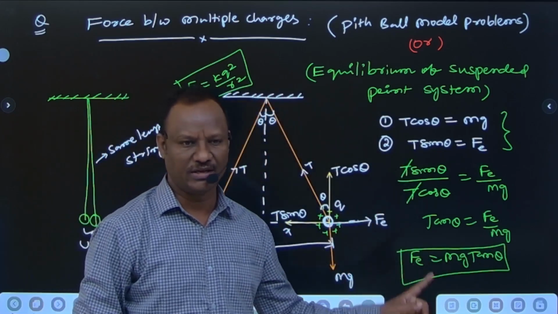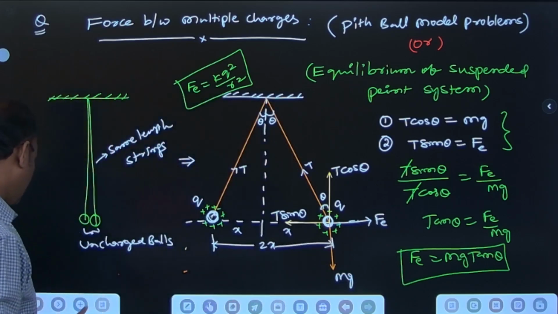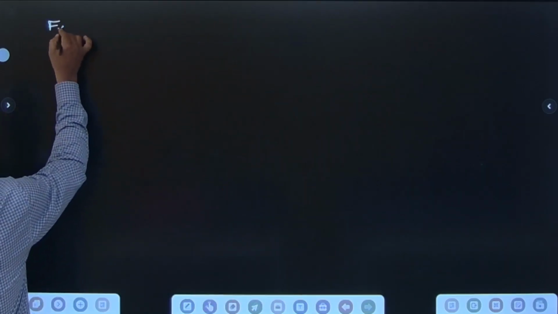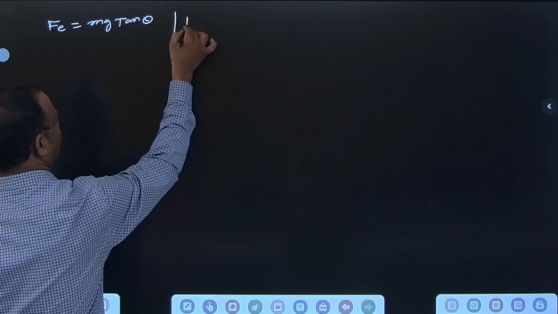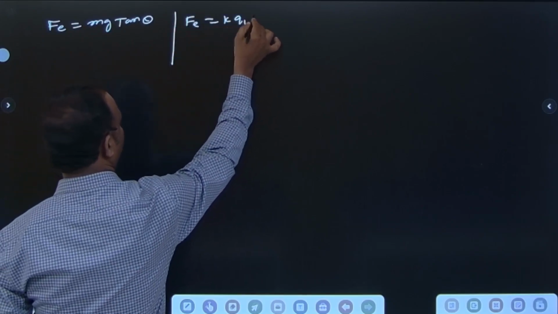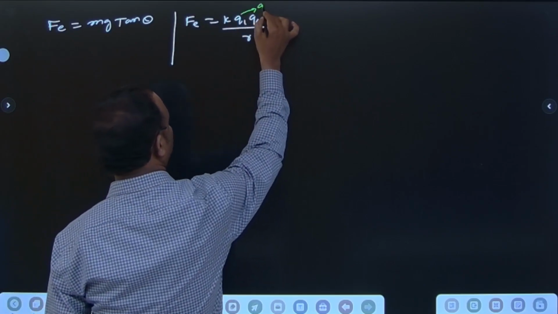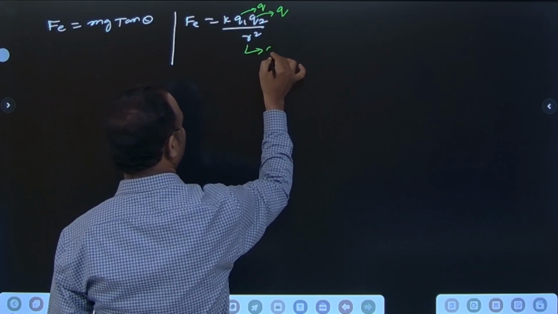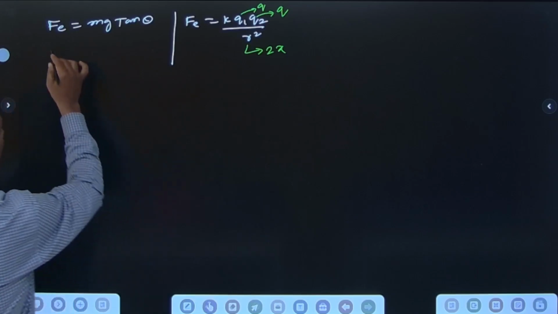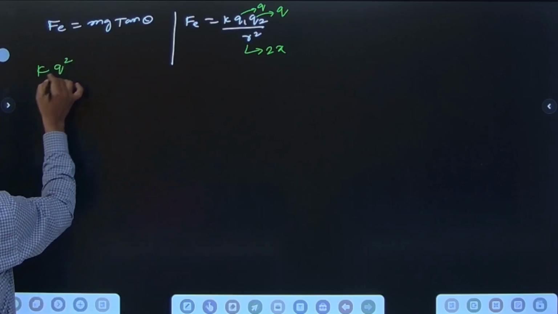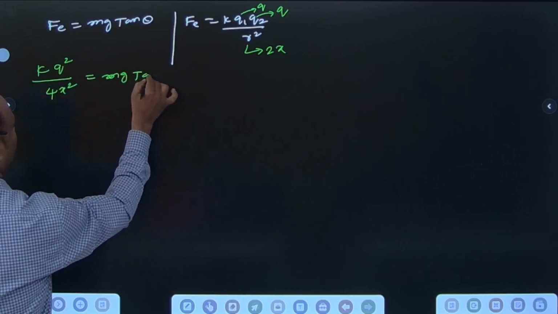Fe is equal to mg tan theta, where Fe is the electrostatic force, K q1 q2 by r square. What is q1 here? It's q. This one also q. The separation is 2x, since x plus x is 2x. So Fe means K q square by 4x square is equal to mg tan theta.